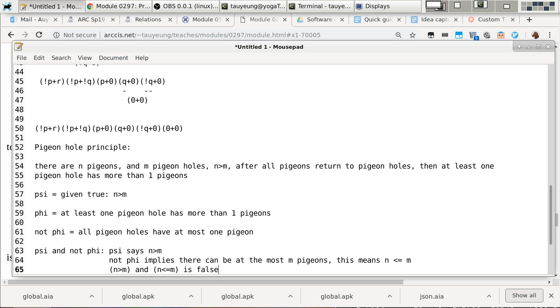Now, because we have this contradiction, it means the negated theorem cannot be, which means the original theorem has to be true. So this tells us that the theorem, which is phi, has to be true. At least one pigeonhole has more than one pigeon. This is how we prove the pigeonhole principle using proof by contradiction. Is that okay? It's a very powerful proof technique.